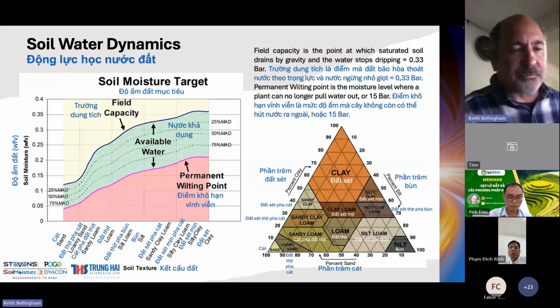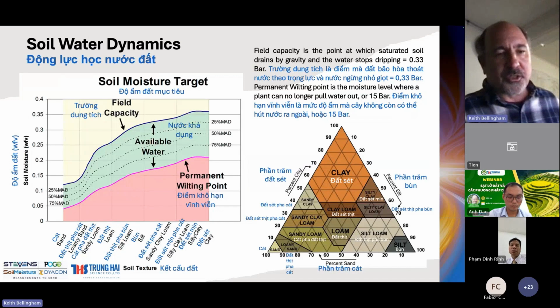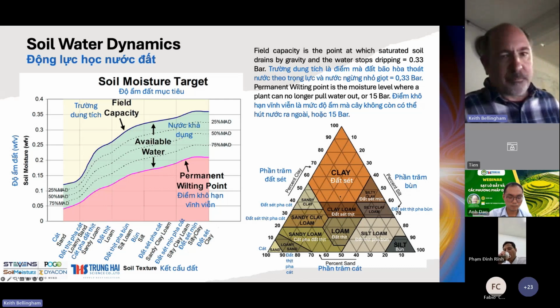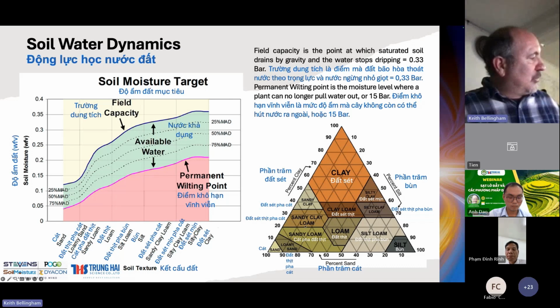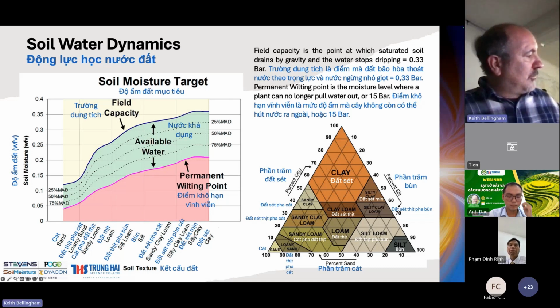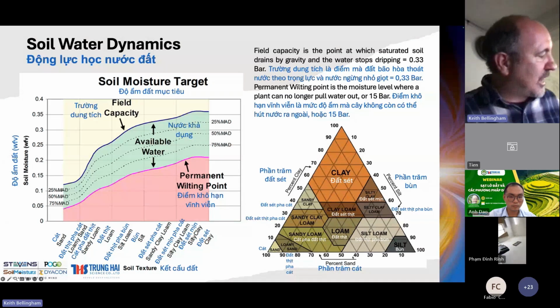Another concept that's very important in soil hydrology is called the field capacity. And I'm going to explain what the field capacity is for many of you that don't know. On the right here, we have the soil textural triangle. On this axis, there's your percent clay. On this axis, you have the percent silt, and on the bottom axis, you have the percent sand.